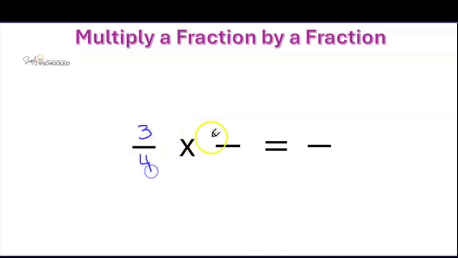3/4 multiplied by 2/7. 3 times 2 is 6. 4 times 7 is 28.